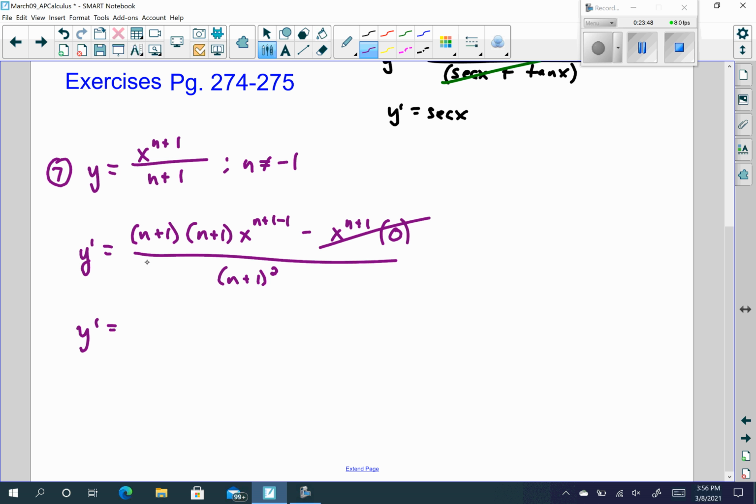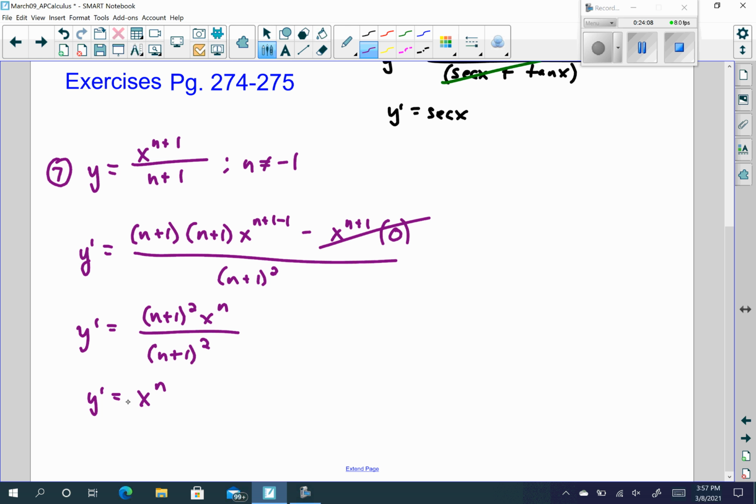And now we're just left with, really, I could write this as n plus 1 squared times x to the n over n plus 1 squared. Now those n plus 1 squareds can cross out, and we're left with x to the n. And that's going to come back into play in today's lesson.